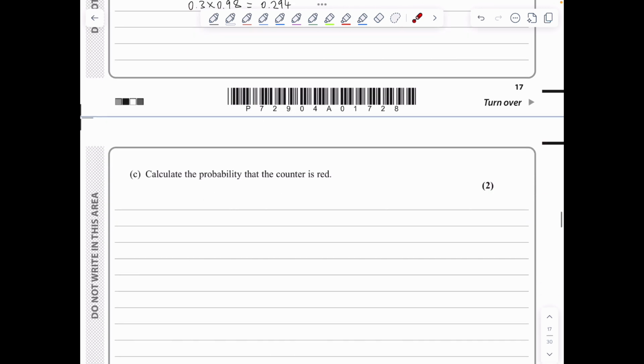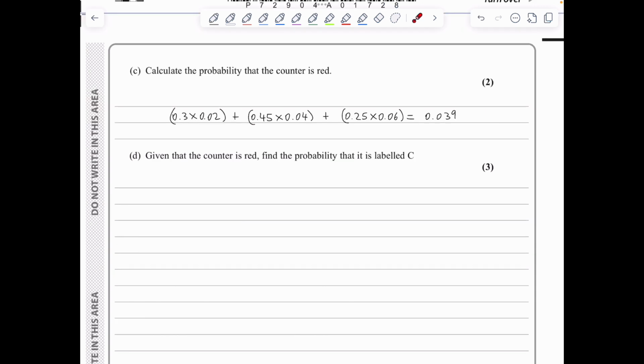So I will simply be doing 0.3 times 0.02, that's the first probability, plus 0.45 times 0.04, that's the second probability, the probability of being B and red, plus 0.25 times 0.06. Well, this gives an answer of 0.039. In part D, we have that given that the counter is red, what's the probability that it is labeled C?